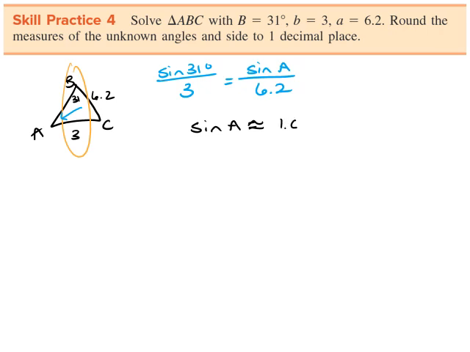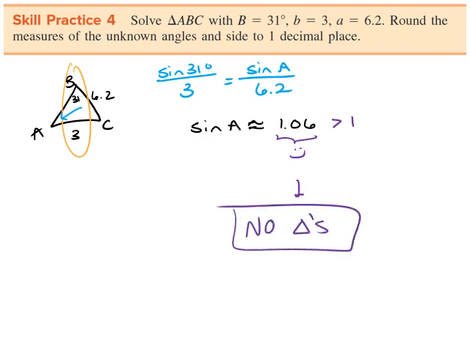approximately 1.06. This is smiley face. Smiley face is greater than 1, which tells us there are no triangles in this case. Done. That's easy peasy.